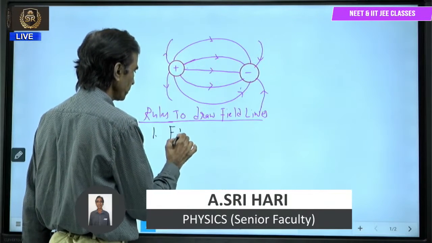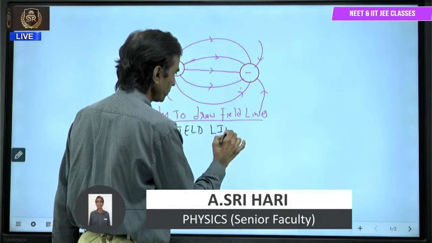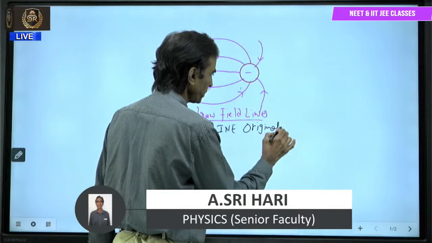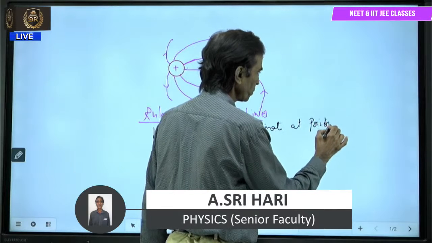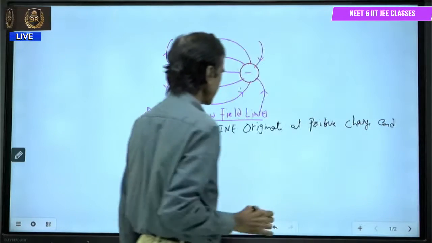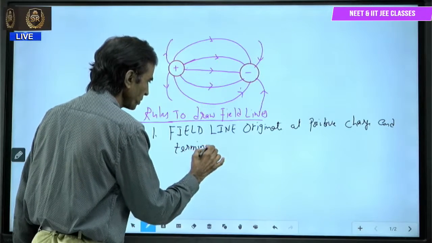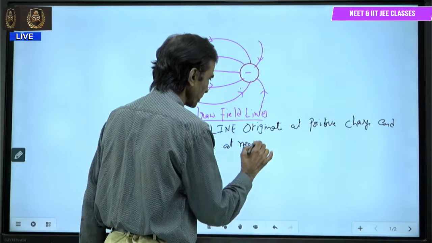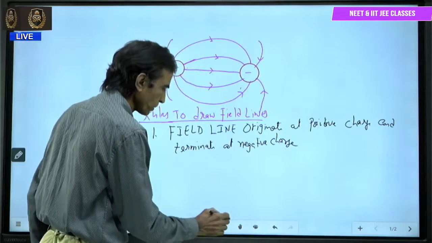Field lines originate at positive charge and terminate at negative charge. This is rule number 1.